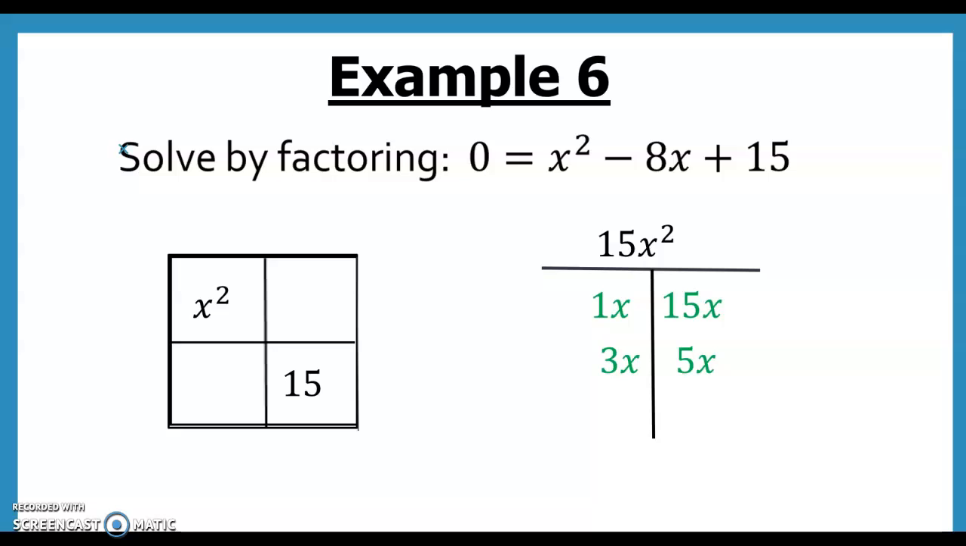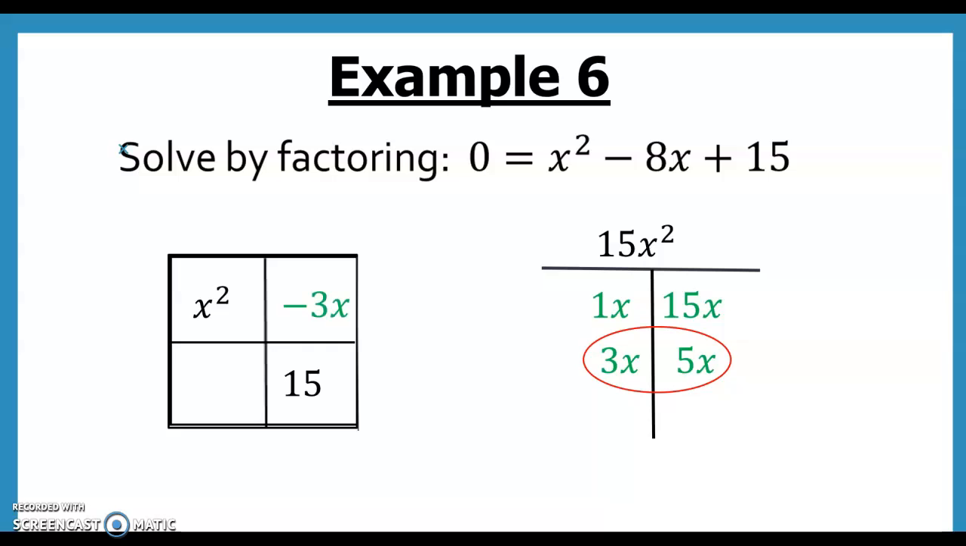Remember, the last number is plus 15. It's a positive 15. Well, there are two ways I can get a positive number when I multiply. Either they're both positive or they're both negative. Well, since the 8x is negative, I need them both to be negative. So which combination, the 1 and the 15 or the 3 and the 5, will give me 8? Well, it's the 3 and the 5, but I need it to be negative 8. So both of them have to be negative.